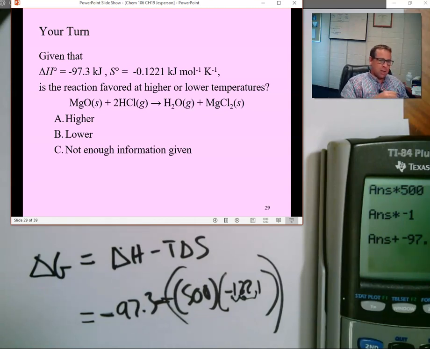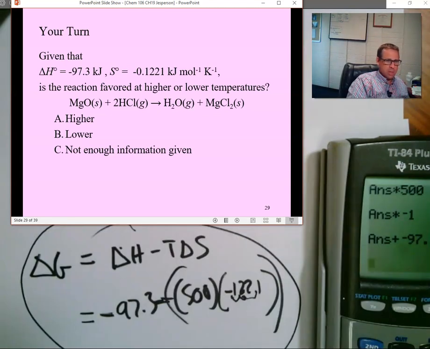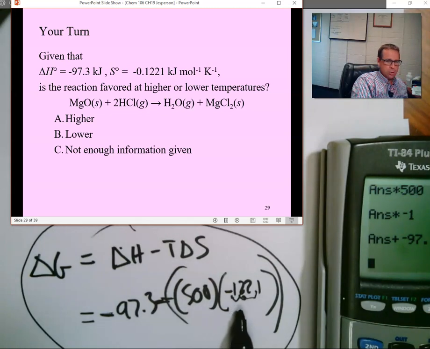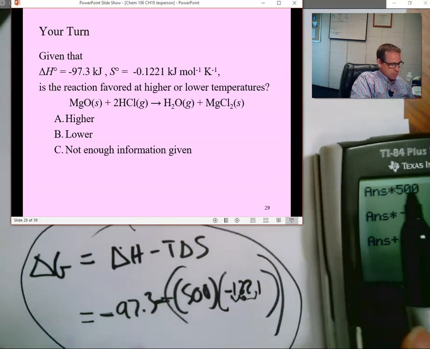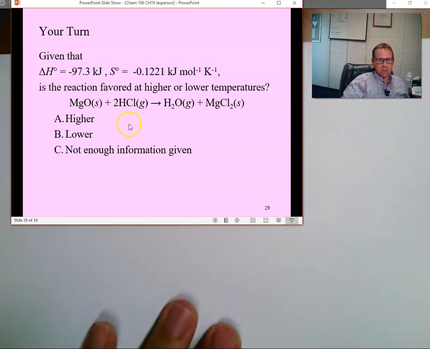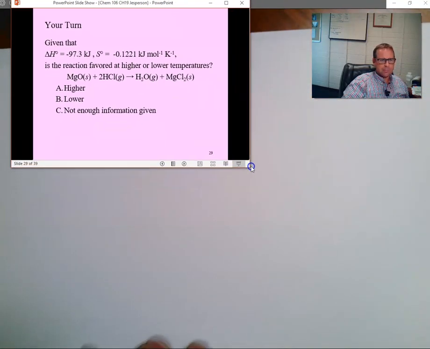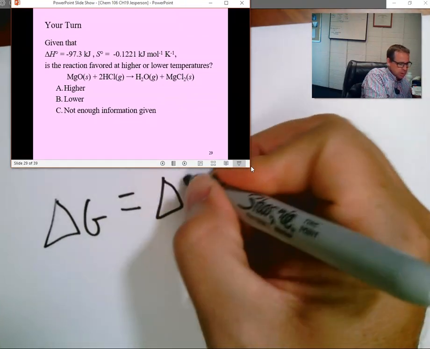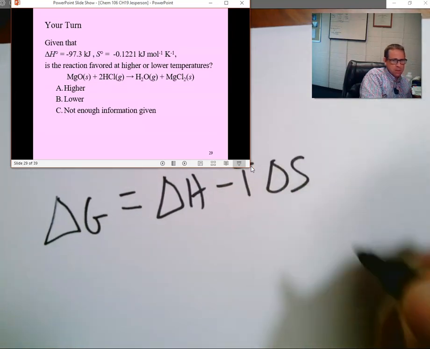Okay. Well, it is the same one that we just did over here. So we still have our information. Our delta H was negative 97.3. Our delta S was 0.1221. And for that last one, the temperature was 500. Maybe I should rewrite this a little bit clearer. Delta G equals delta H minus T delta S.